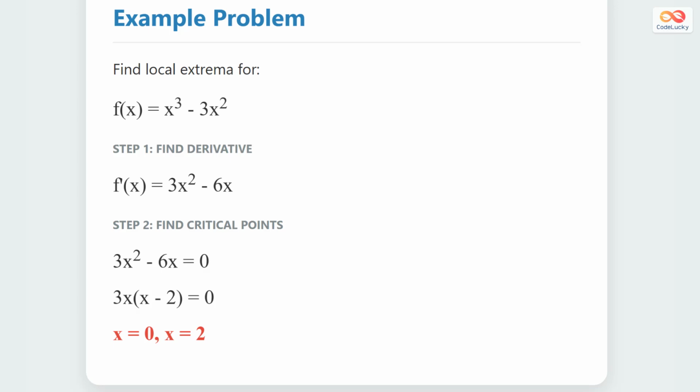Let's try an example. We have the function x cubed minus 3x squared. First, we take the derivative to get 3x squared minus 6x, then we set it to 0 and factor it. We find 2 critical points, x equals 0 and x equals 2.